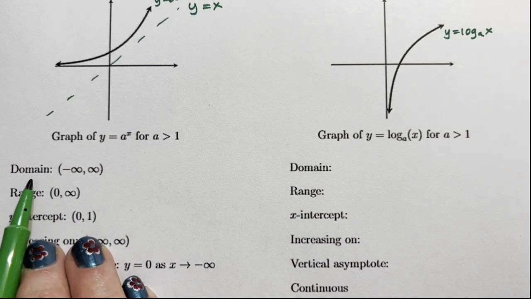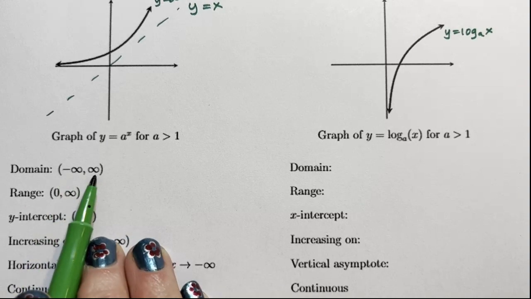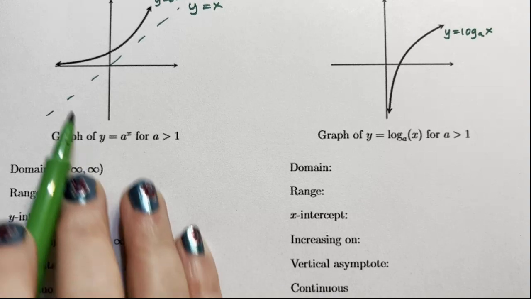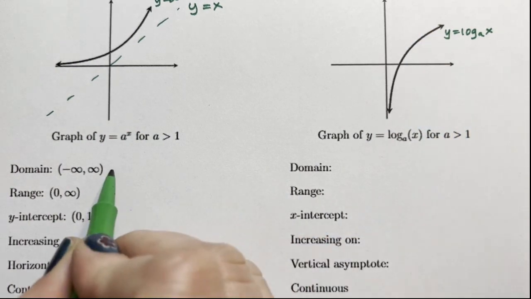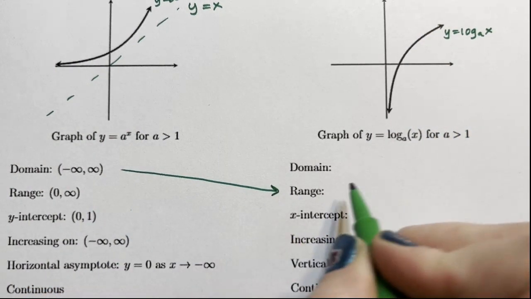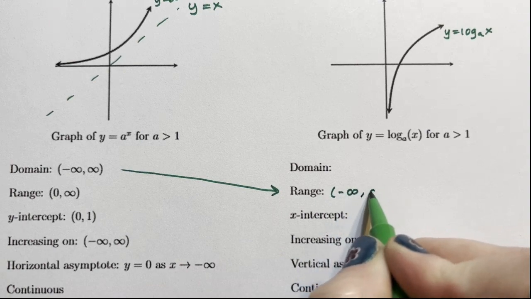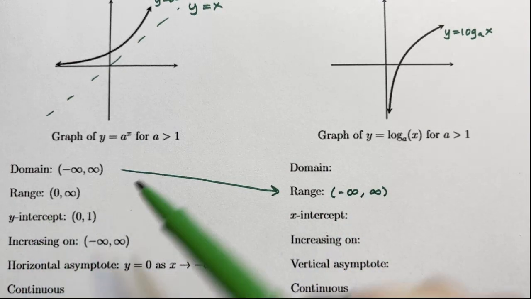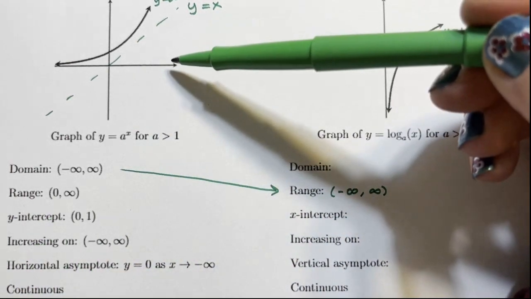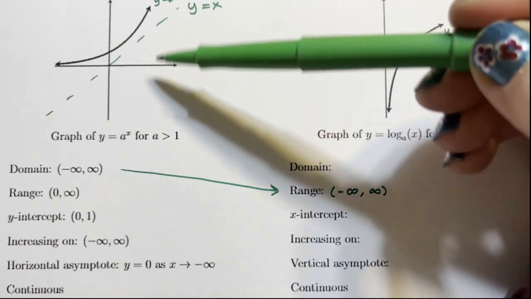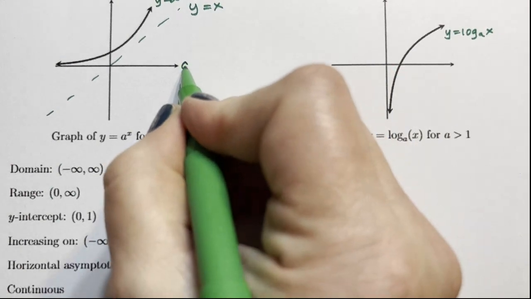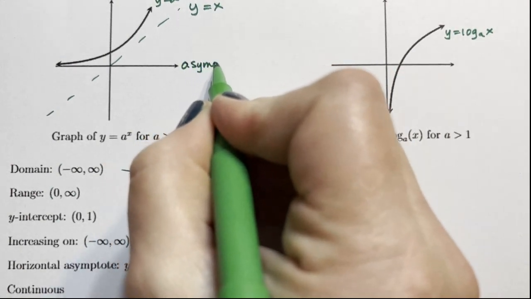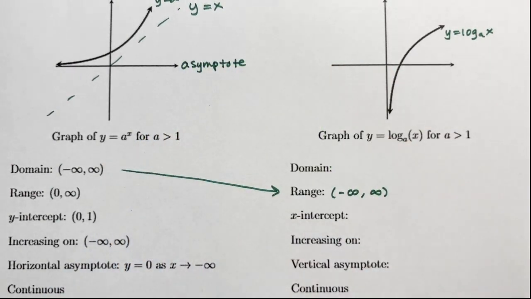So if the domain is all real for the exponential, the range of our log is all real. So the domain is going to come over here and become the range, negative infinity to infinity. If the range, our y values, go from 0 to infinity, we have an asymptote. Our x-axis is an asymptote, a barrier that will not be crossed.